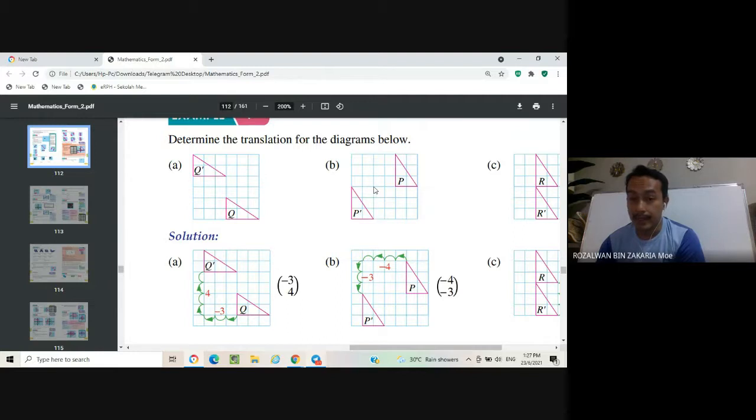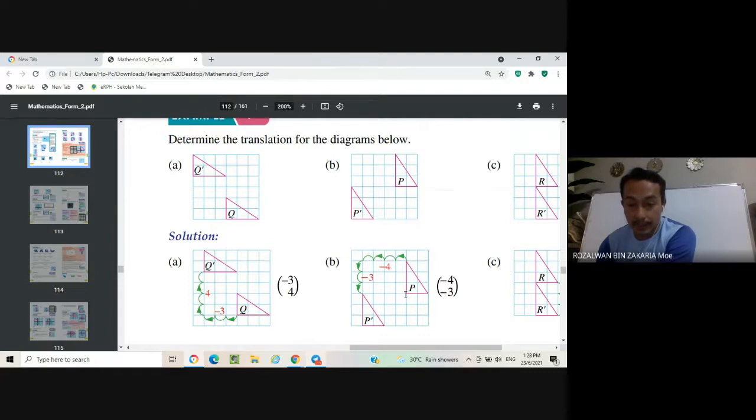Then after that, it moves 1, 2, 3. It moves 3 units downward on the y-axis. If the movement on the y-axis is downward, it means negative. So the translation is equal to minus 4, minus 3, like this. Look at the first one: it moved 4 units to the left. 4 units to the left means minus 4. Then after that, it moved 3 units downward.